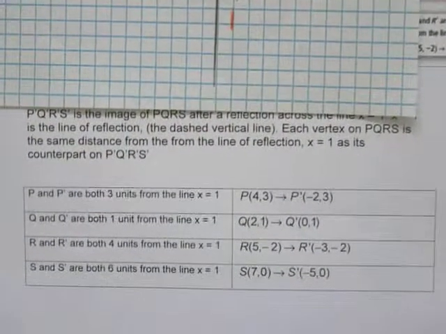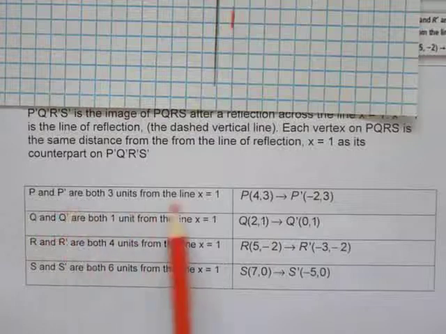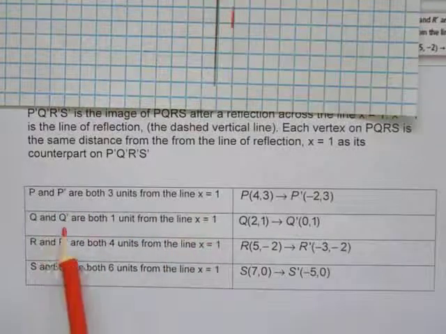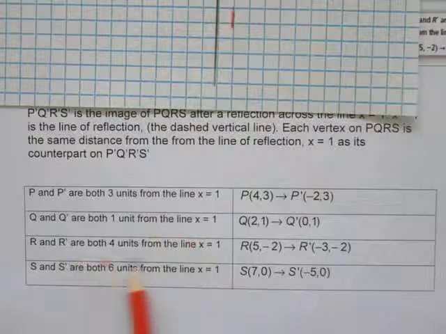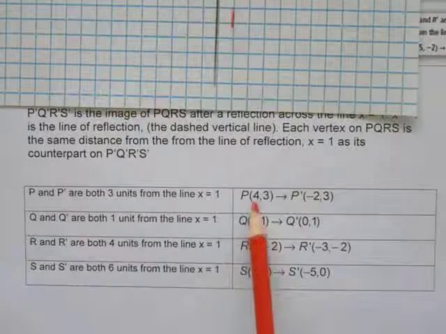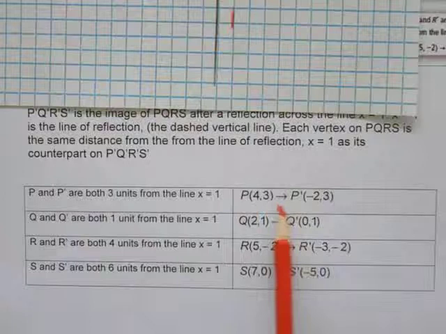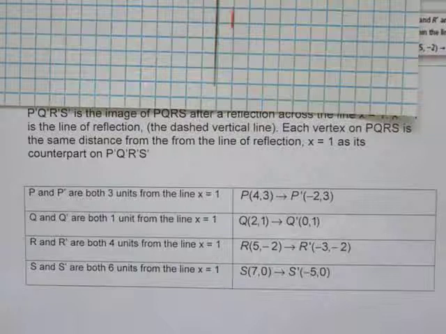And in arrow notation, it would look like this. P and P prime are both 3 units from the line x equals 1. Q and Q prime are both 1 unit from the line x equals 1. R and R prime are both 4 units from the line x equals 1. S and S prime are both 6 units from the line x equals 1. And then I gave the ordered pairs for P, Q, R, and S, and I used arrow notation to show where the vertices of the image are. And that's how we do it.